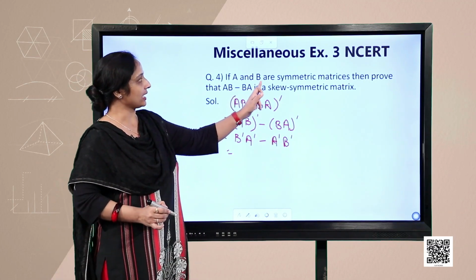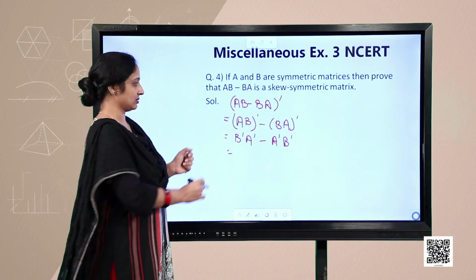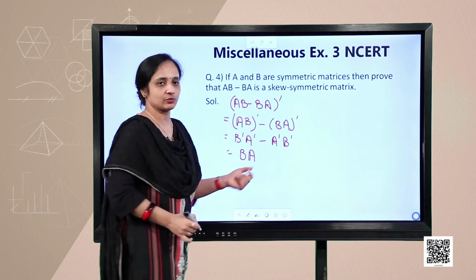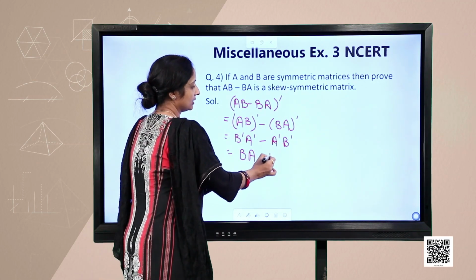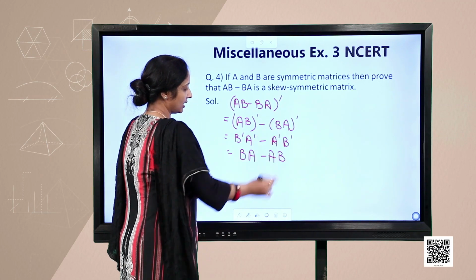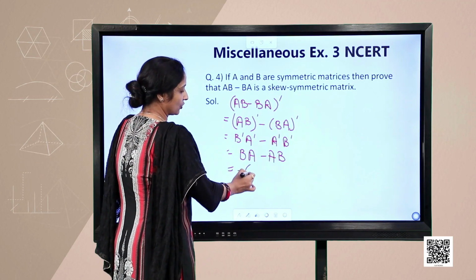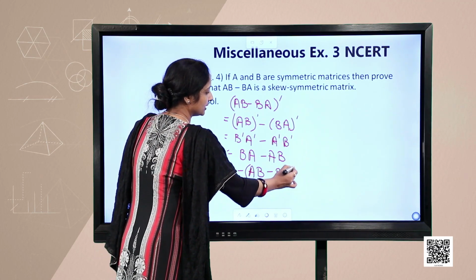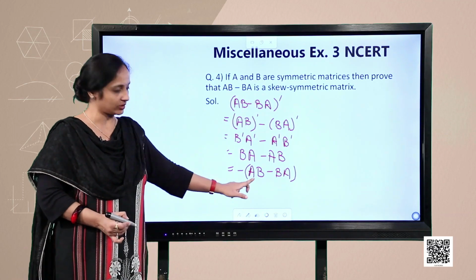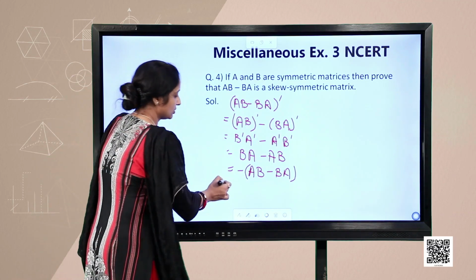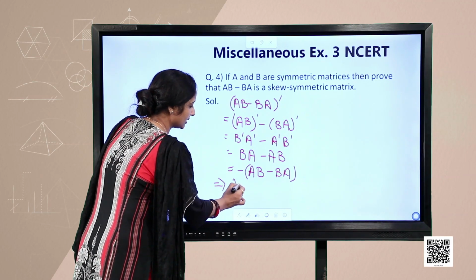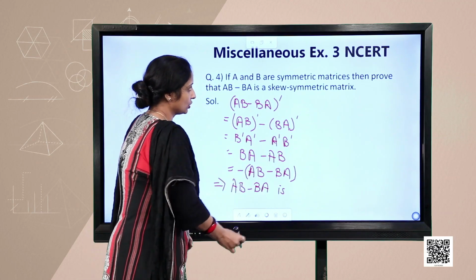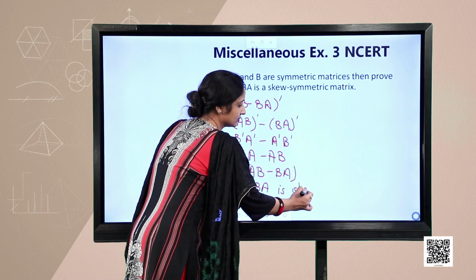Now you are given that A and B both are symmetric matrices. That means B transpose is equal to B and A transpose is equal to A. Similarly, this term will also become AB. Take negative common, it becomes negative of AB minus BA. That means the negative of the original matrix AB minus BA. So, you can conclude here that AB minus BA is a skew symmetric matrix.